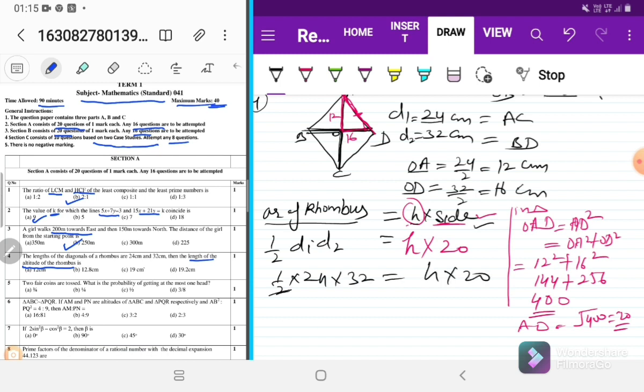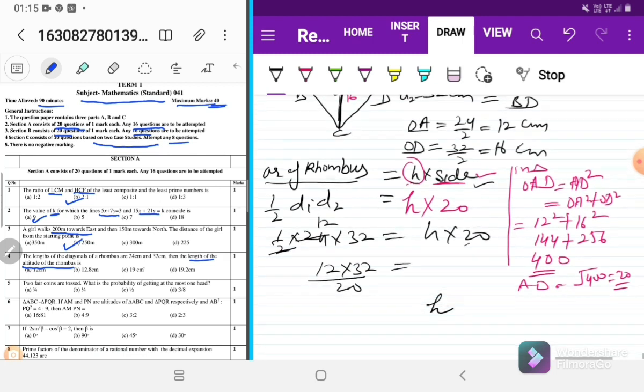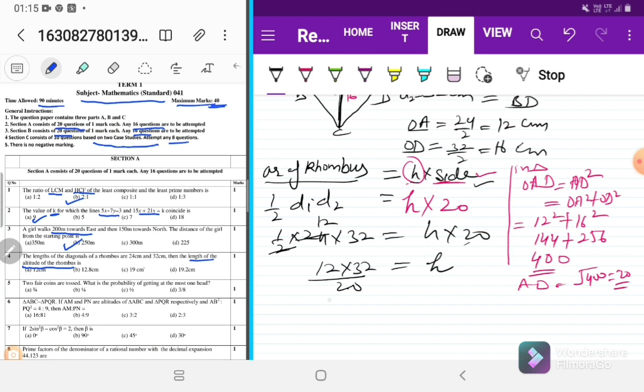So 2 12s are 24. Okay, so here I have 12 into 32 upon 20. This 20 come down and we'll find out H. So now we'll cancel out. 4 5s are 20, 4 8s are 32. Okay, so it will be in fraction. Okay, so 12 8s are 96, 96 by 5.